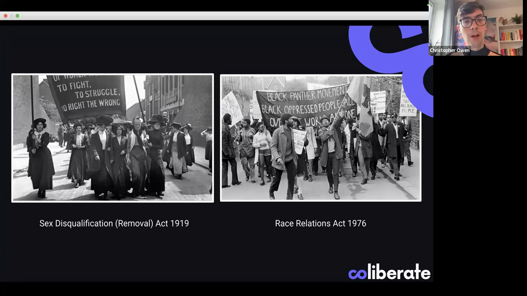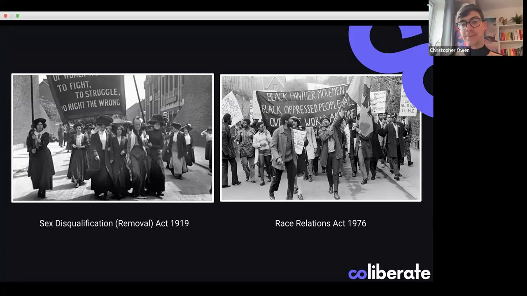But our laws in this country around equality and inclusion come out of social movements. We would not have the rights of women in the workplace if it wasn't for the suffragettes. We would not have the rights based off of race and ethnicity if it wasn't for groups like the Black Panthers. Social movements came together to demand a shift in society.